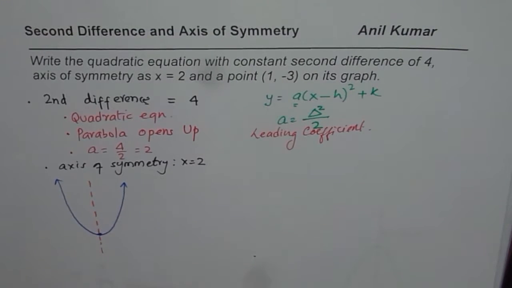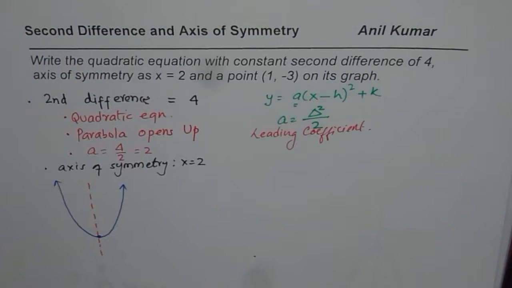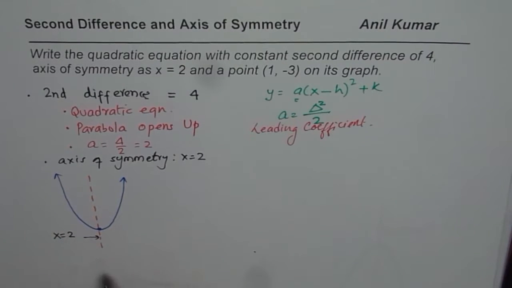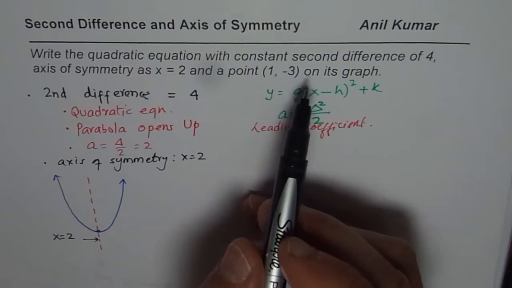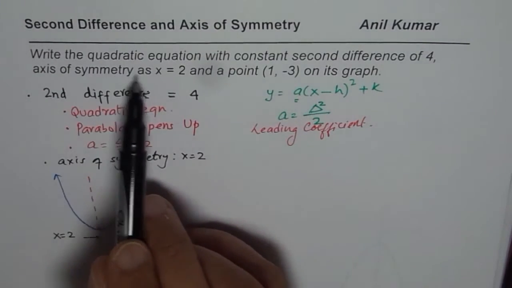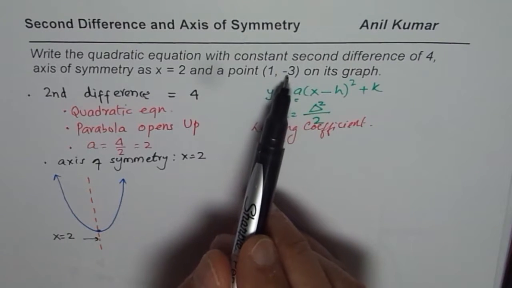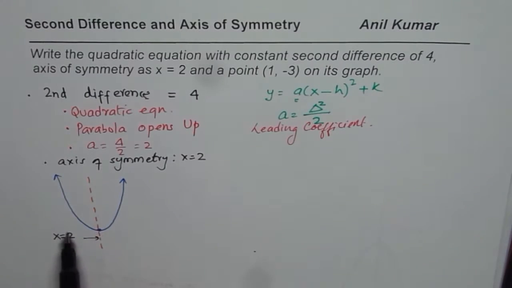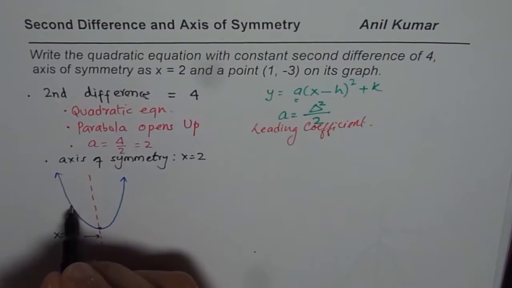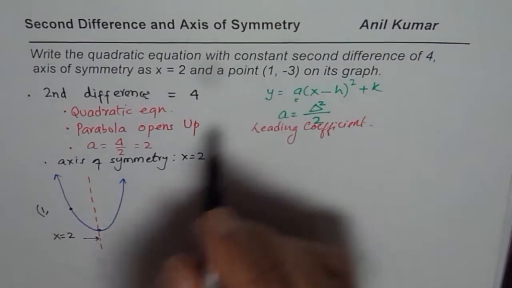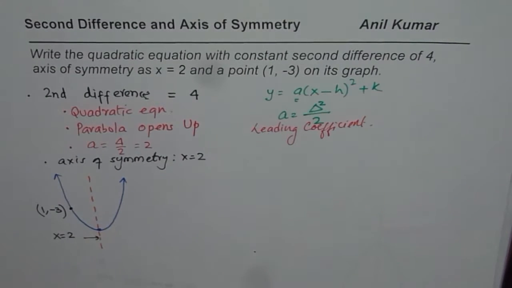So that's the parabola which is opening upwards. Vertex will be on the axis of symmetry. So in this particular case, the vertex is at x equals 2. So that is the line x equals 2. Let me push this page a bit forward. Now what we are given here is that axis of symmetry is x equals 2 and a point (1, -3) on its graph. So 1 is 1 unit on left of 2. So let us say this point is (1, -3). So -3 is a y value. So that is what is given to us.